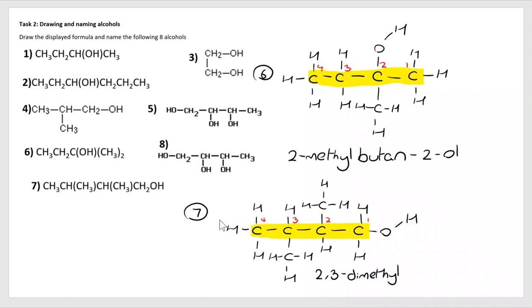And number 7, we draw out once again, and the longest carbon chain is 4. That means it's 2,3-dimethyl, because that's where they're coming off, butane, and the alcohol is on the first carbon, 1-ol. So 2,3-dimethylbutan-1-ol. That takes us to the end of this first video.